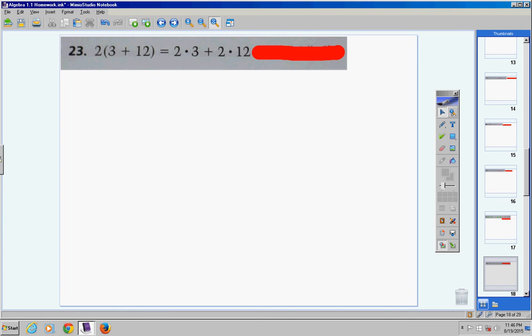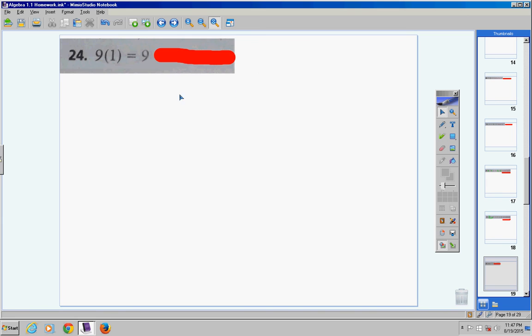All right, number 23. Now, be careful and watch this. You have a 2 outside of parentheses. You take the 2 and multiply it through. 2 times 3. Then multiply the 2 times the 12. 2 times 12. This was a trickier one, but it's the distributive property. Okay? The distributive property. I don't care about the left and the right, but it's just the distributive property.